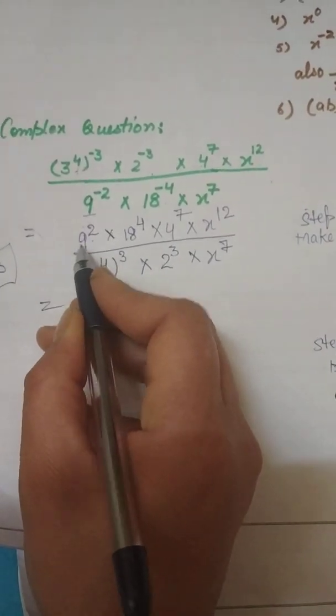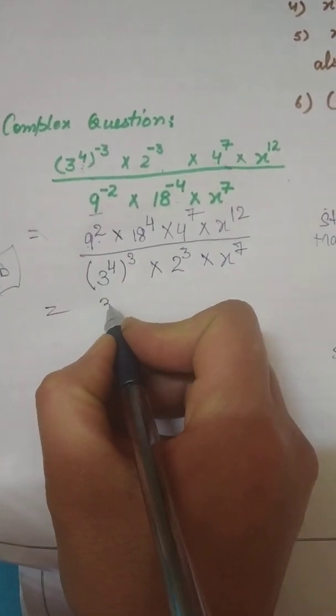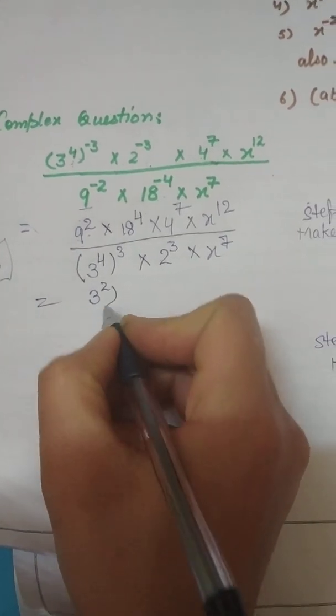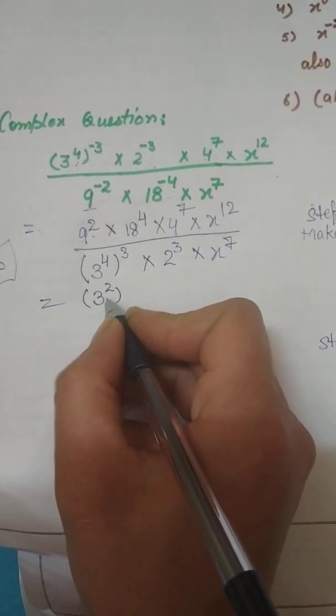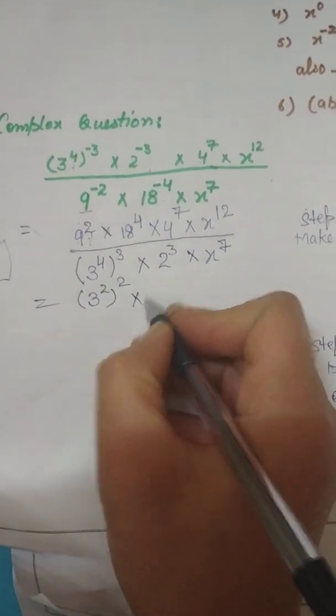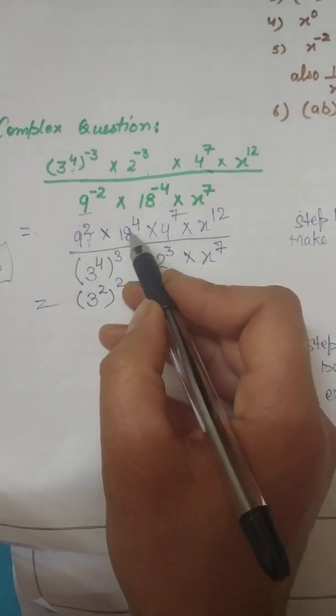9 is a square, it is not prime, so I will make it prime. 9 can be written as 3 squared. So 3 squared, this I have done for 9, and this square will go like this. Now what is this 18? How will you get to know?